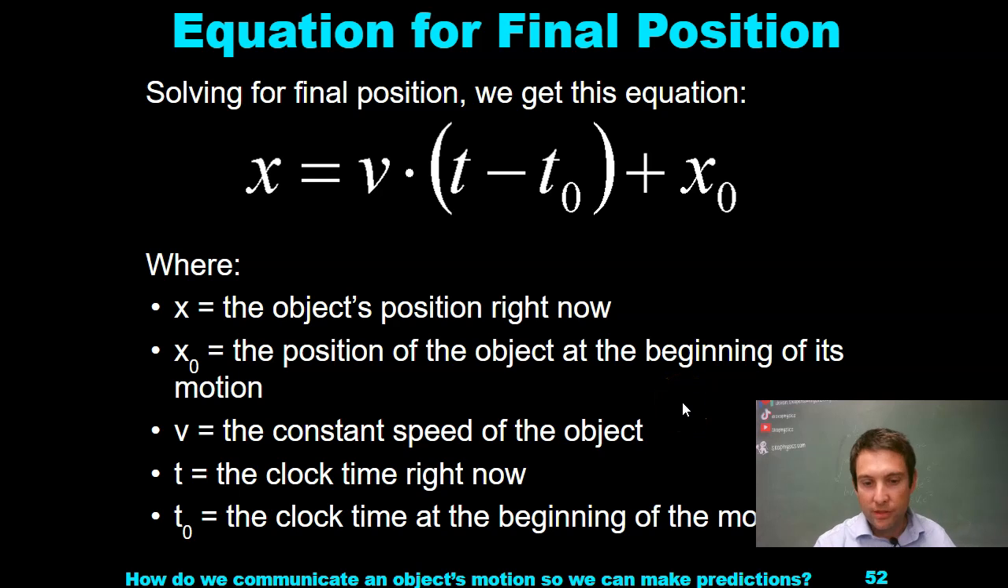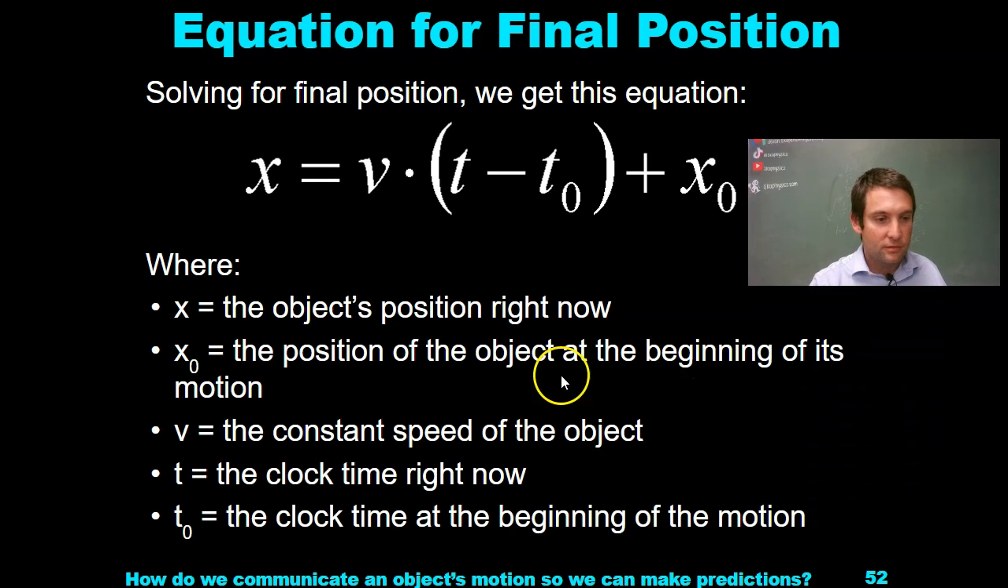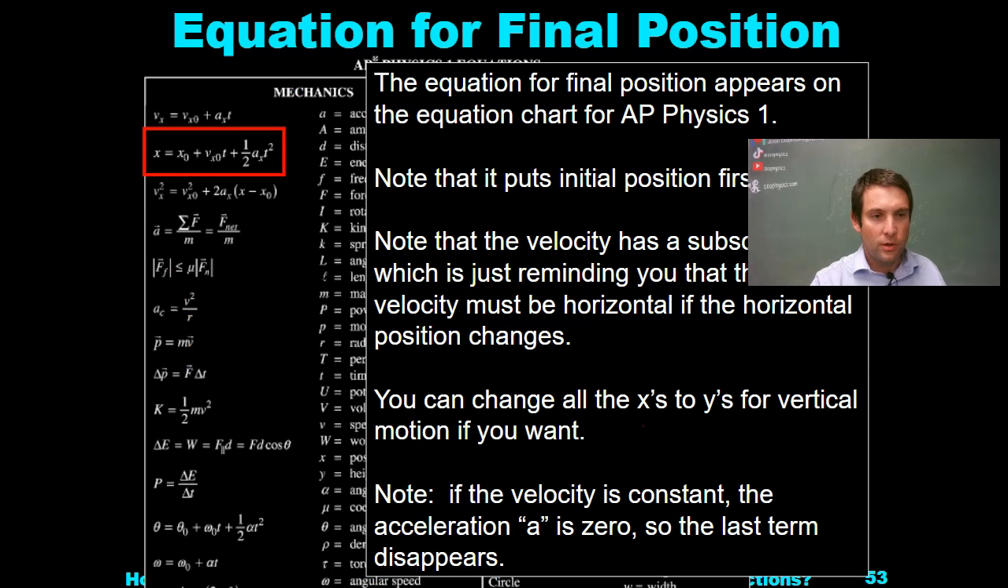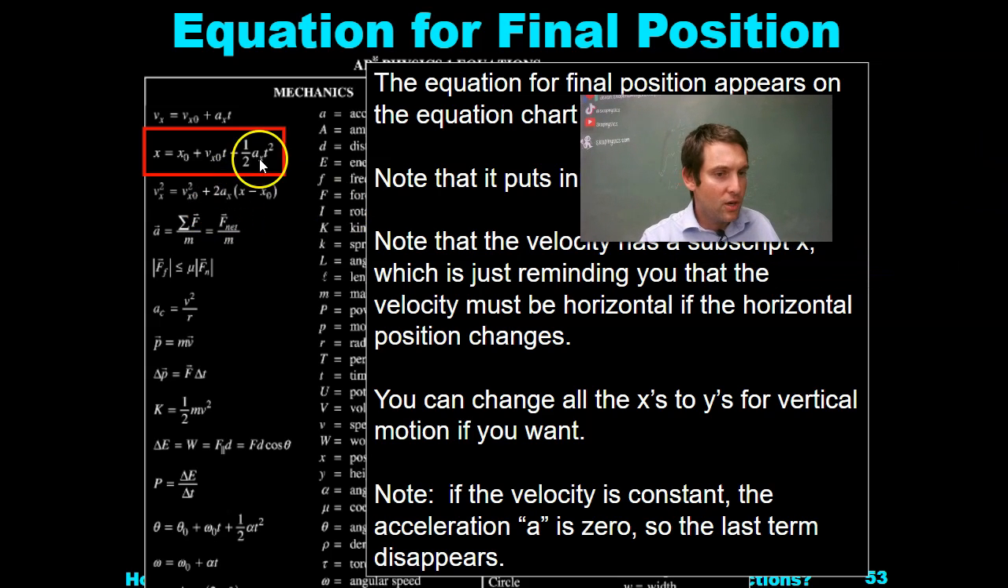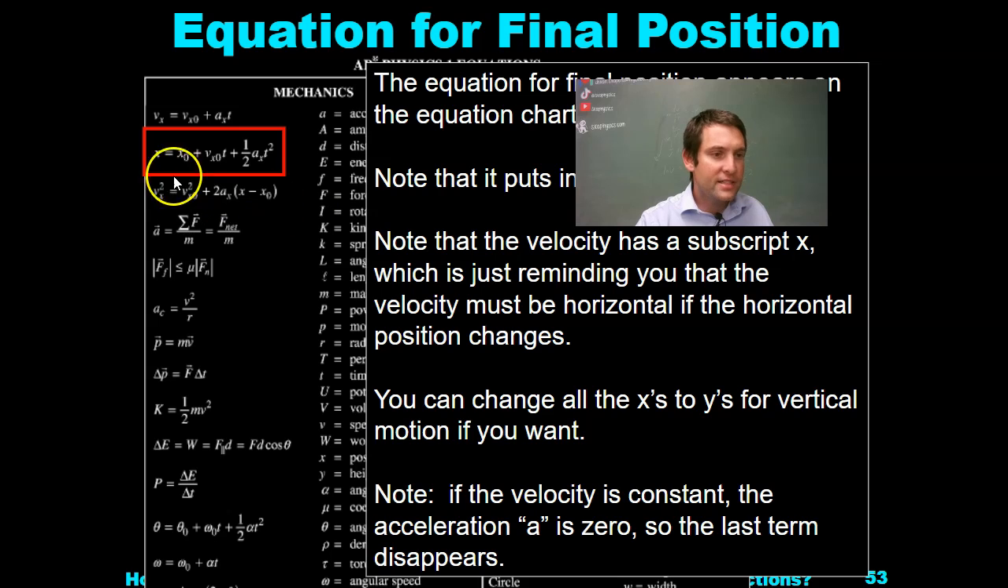I just told you what those were. You can pause it and take notes or read it if you like, but you should know that. The equation for the final position should appear on your equation sheet. Note that the initial position in this version is put first, and the velocity has a subscript x, which is just reminding you that we're working with the horizontal motion.